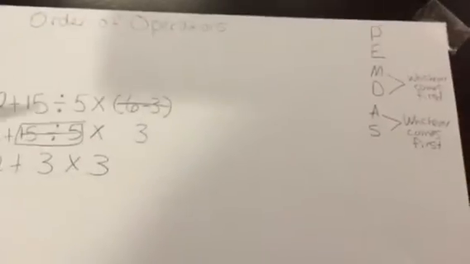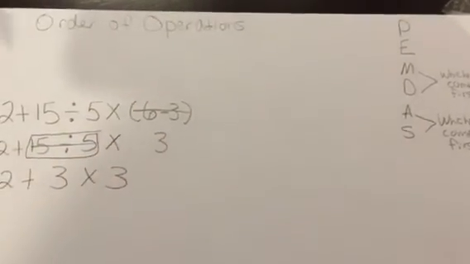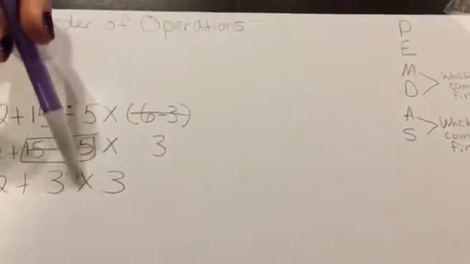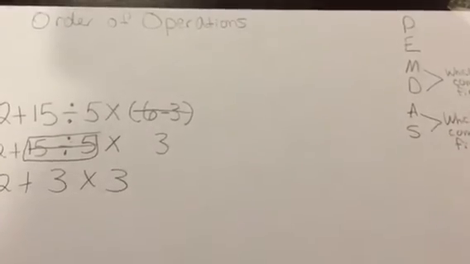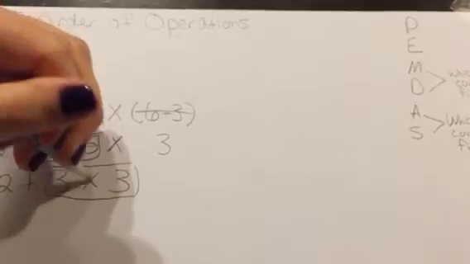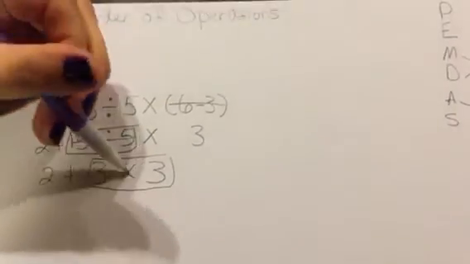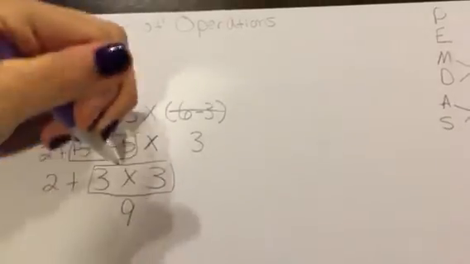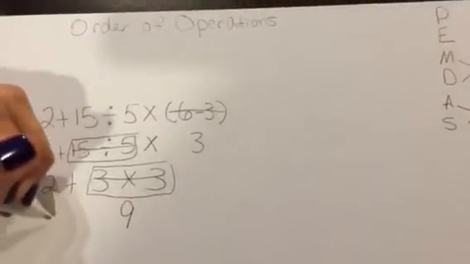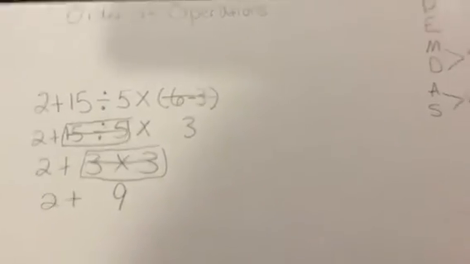Now, next I'm going to look over here, and so we still are on multiplication and division, whichever one comes first. Well, we've done our division already, but we still do have a multiplication symbol that we're going to address next. I like to have them box the two numbers that go next to the symbol so they know exactly what they're doing. So we'll say 3 times 3, which is 9. I'll have them cross that out. I bring the rest of my equation down. So now I simply have 2 plus 9.